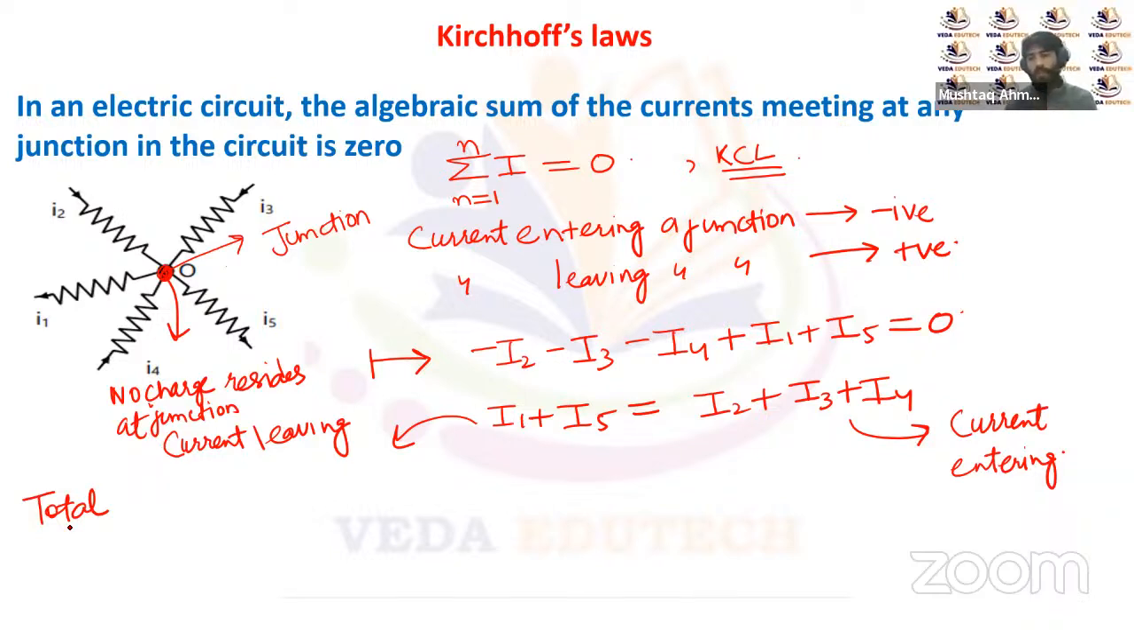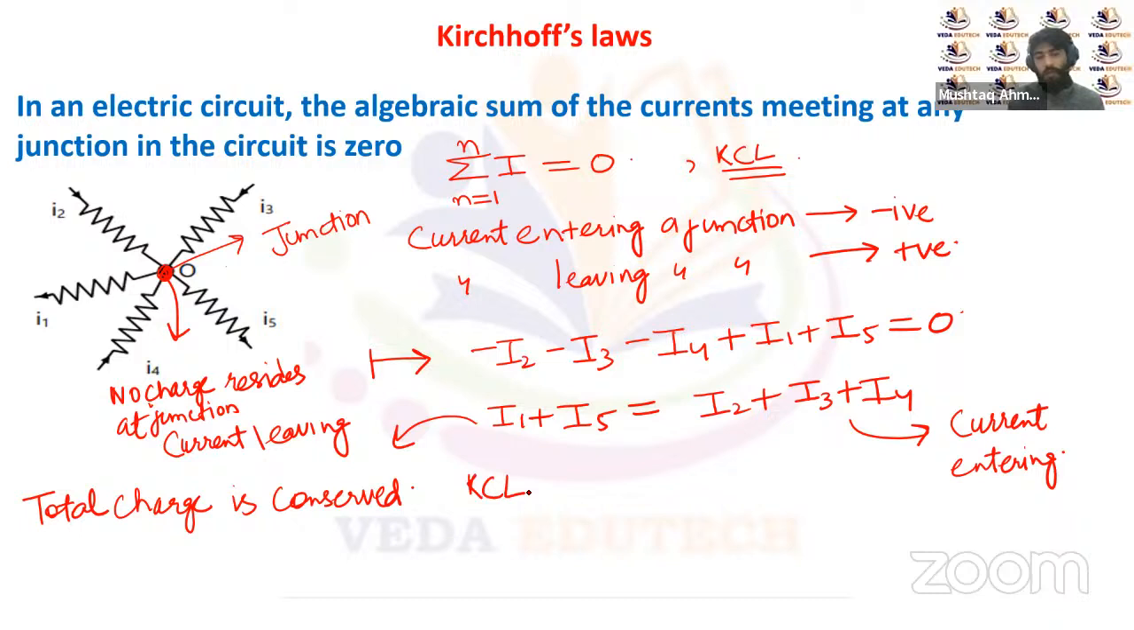So it is only possible if no charge resides at the junction, then the charge entering will be equal to the charge leaving, or we can say that the current entering the junction will be equal to the current leaving the junction. And that's why we say that total charge is conserved. So KCL, Kirchhoff's first law or Kirchhoff's current law, states that the total algebraic sum of currents is equal to 0. It signifies the conservation of charge, right?